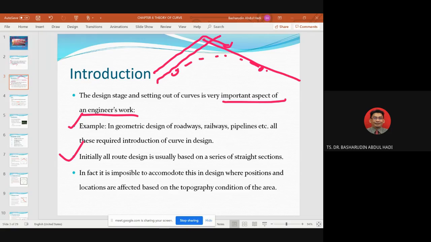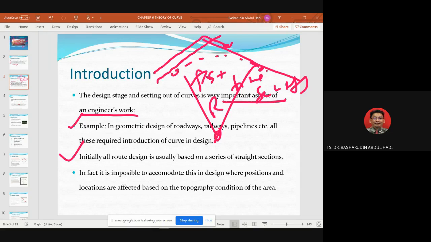And because of this curve, it can make you faster and then save time, safety, and so on. The main problem is what is the radius? How big is this radius? That's why we want to learn from this lesson, okay? Because the radius and geometrical design determine the speed.